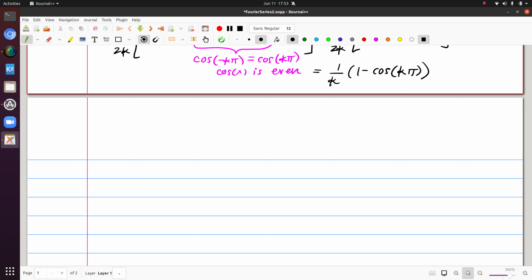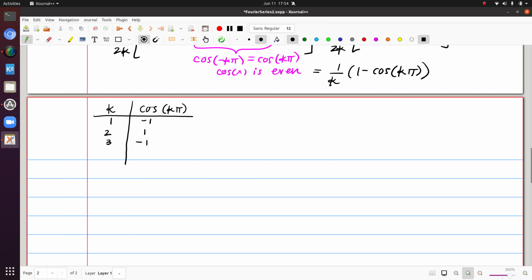So if I really want to think of the different possibilities here, if you consider k and then cosine of k pi, if we just consider a little chart of this, so when k is 1, cosine of 1 pi is minus 1. When k is 2, cosine of 2 pi is positive 1. Cosine of 3 pi is negative 1. Cosine of 4 pi is positive 1. So what we can think about here is that the part in parentheses is going to take on one of two values.